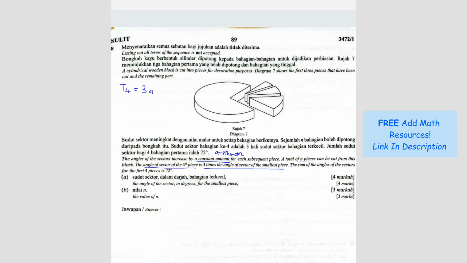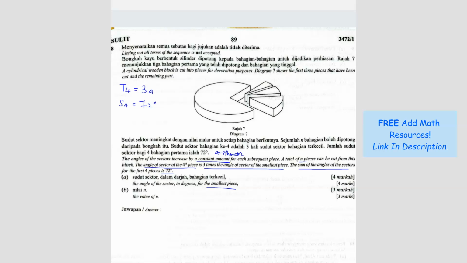The sum of angles of the sectors, so the sum of the whole thing, Sn. Oh wait, sorry, it's not Sn, it's for the first 4 pieces. Okay, my bad. First 4 pieces, so S4 is equal to 72 degrees. So these are the information that we have. What are they asking for? Find the angle of sector in degrees for the smallest piece. So they're asking us to find the a value.